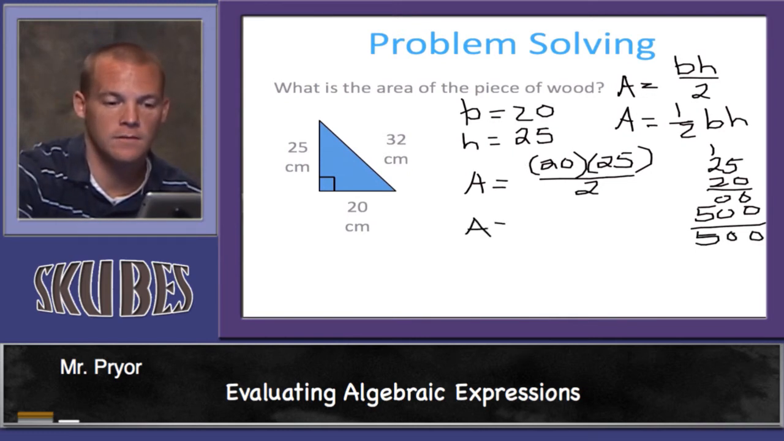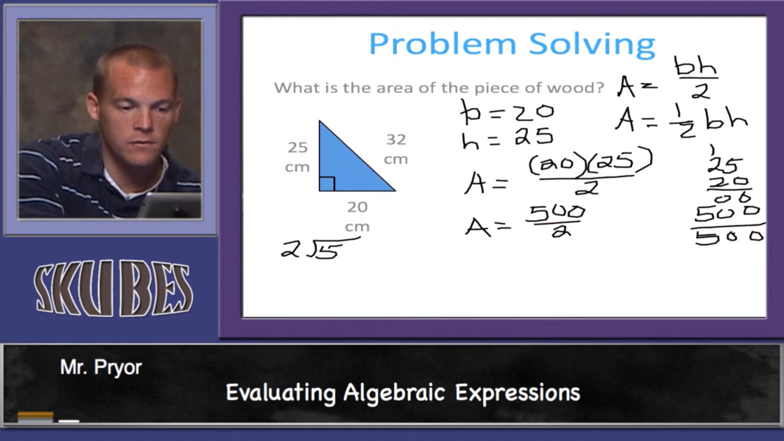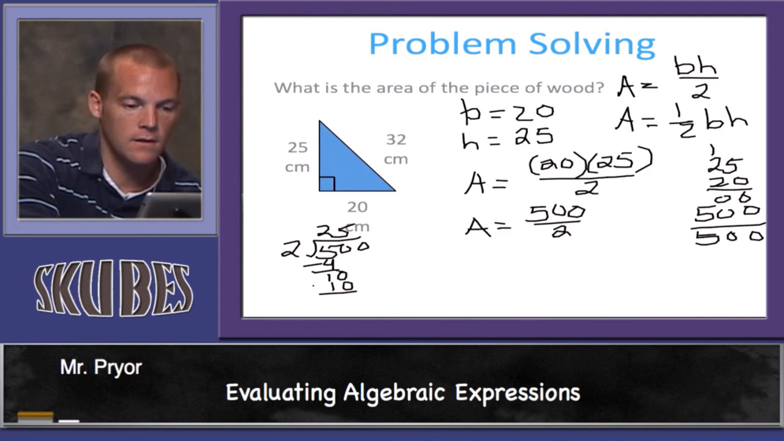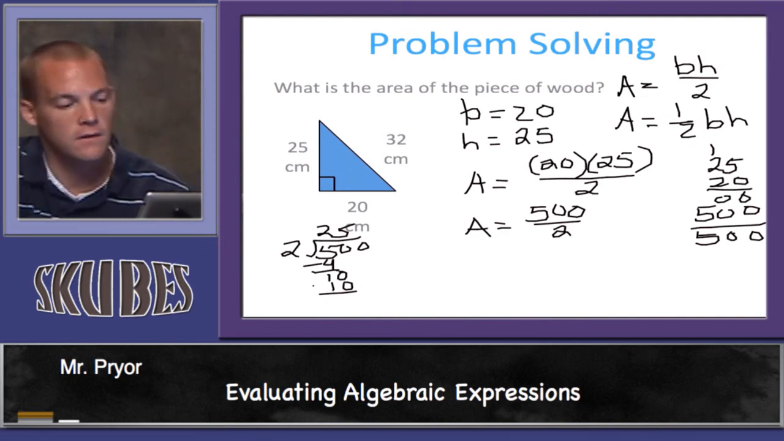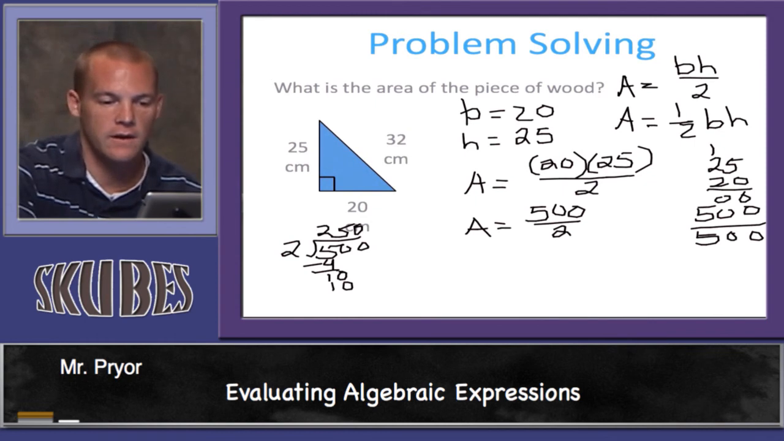So area here is going to be equal to 500 divided by 2. So off to the side, if you don't know what that is, we got to do a little bit more scratch here. 2 goes into 5 2 times. 1 left over, bring down your 0. 2 goes into 10 5 times. All right, and you can see then that we do end up with 250. Okay, whoops. There it goes. 250 there. So our area is going to end up being 250 centimeters squared.